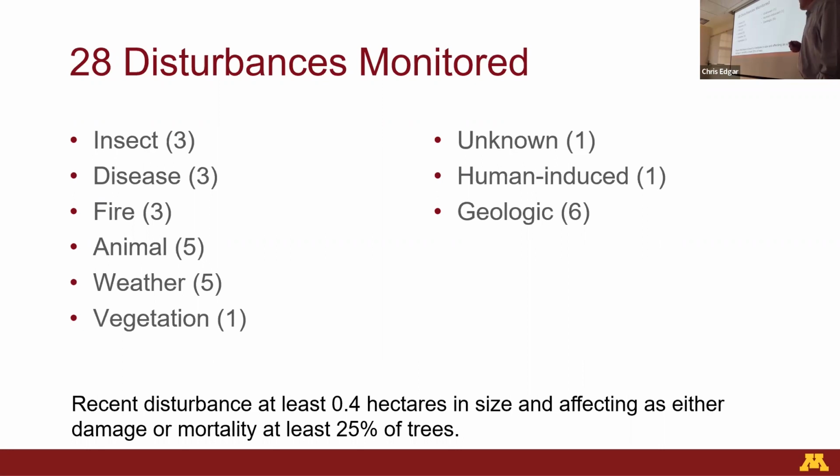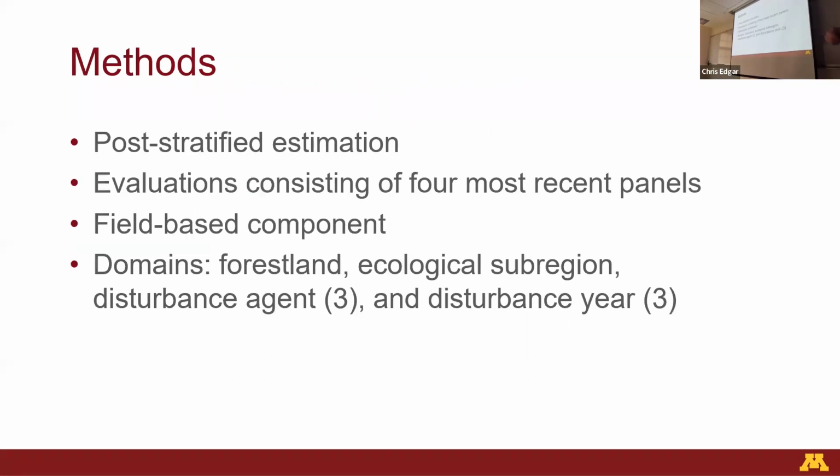Okay, so we've got these 28 disturbances monitored, and I just wanted to estimate every single year how much area was impacted. And so methods, I use post-stratified estimation. I used evaluations consisting of the 4 most recent panels. So here's where I'm combining that first study where we don't look at all the panels combined, but we're using the most recent panels. And the reasoning for that, probably a bit more complicated than I want to get into, but at the end of the day, I felt that was the best approach. And again, using that idea from that second paper that we need to really be careful about what years we're estimating so that we don't end up with severely biased estimates, and applying a lot of that.